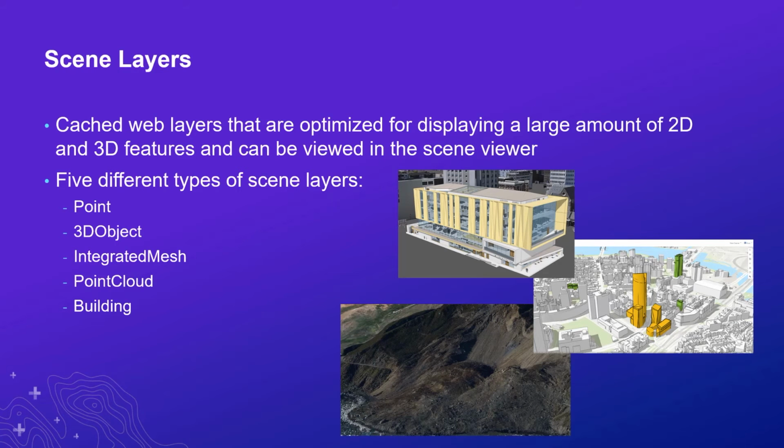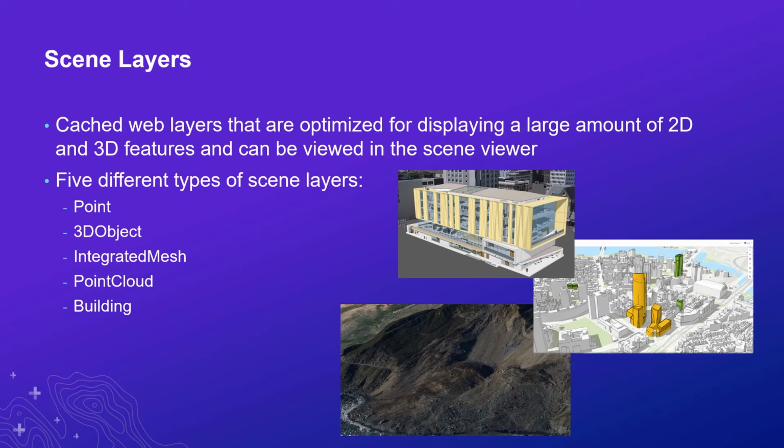To continue our discussion on 3D layers that you could use within your application, let's talk about scene layers. Scene layers are cached web layers that are optimized for large amounts of data. And this data could be 2D and 3D features. And you could use them to view them in an application like the Scene Viewer online, or you could bring it into Pro, let's say.